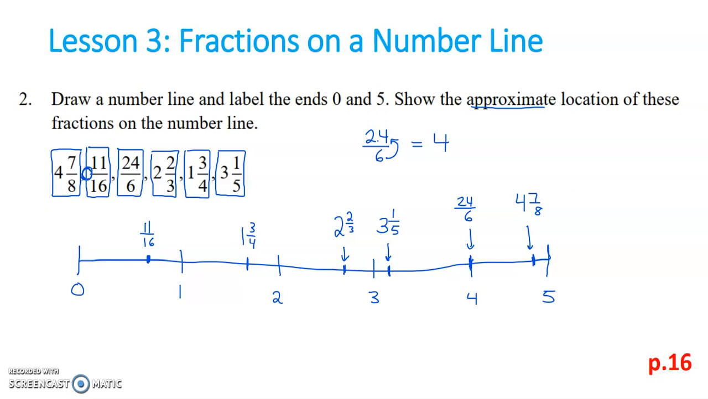One thing to note for question number 3 is that there are more choices for number 3 than there are arrows. So I won't solve number 3 with you, but if you look at number 3, you're going to see a whole bunch of fractions that you have to place on the line, but you will have more fractions than you can put on that line. So some of them you won't use.